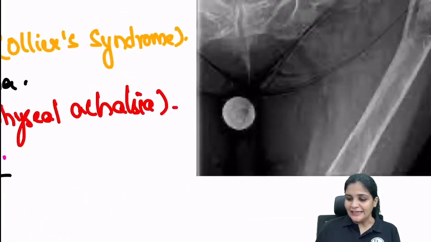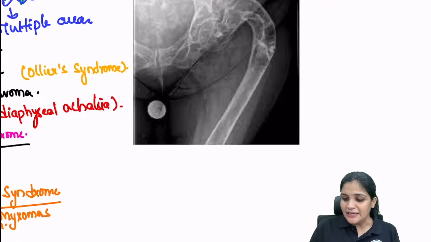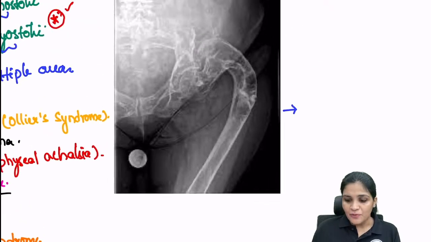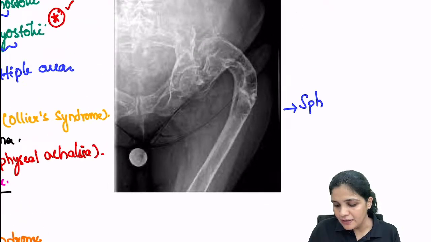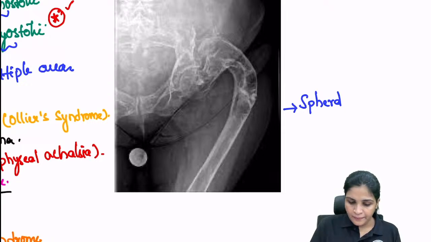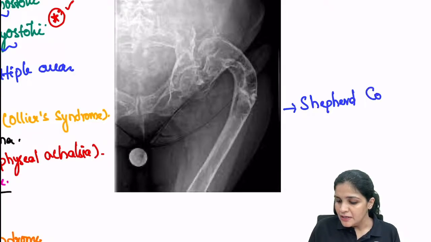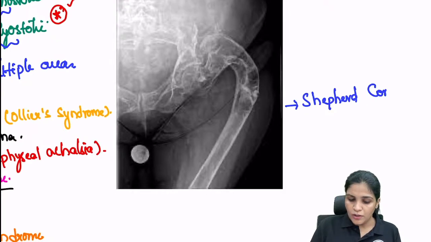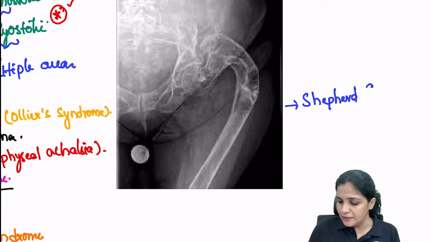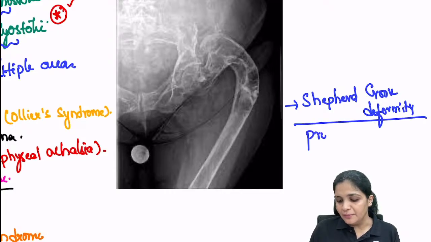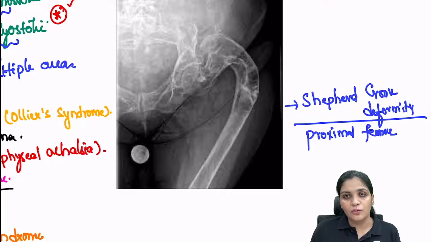Now coming exactly to the image. This image shows a deformity which has been named the Shepherd's crook deformity. So what is Shepherd's crook deformity? Whenever you see fibrous dysplasia in the proximal femur, it goes into a deformity. This deformity is called the Shepherd's crook deformity.